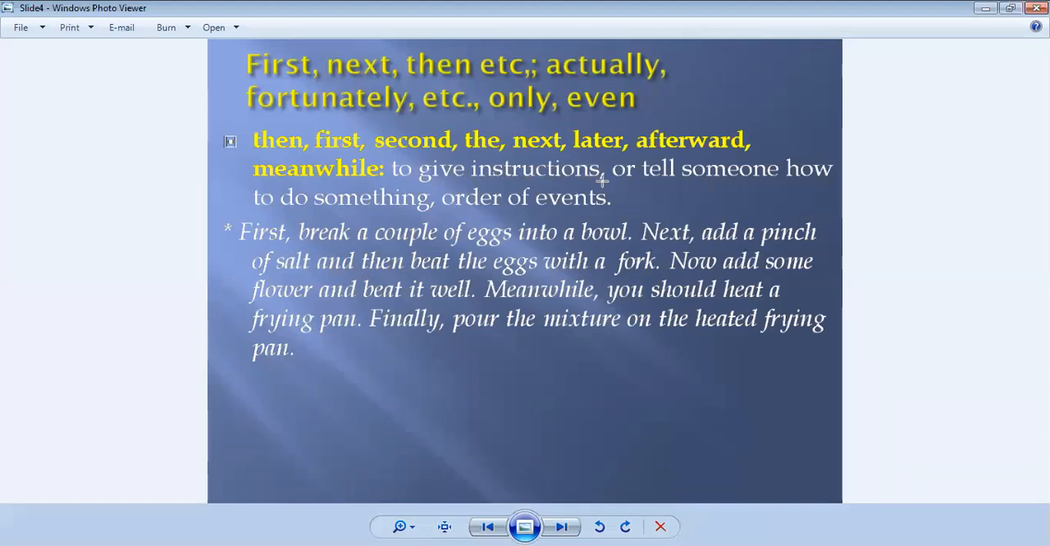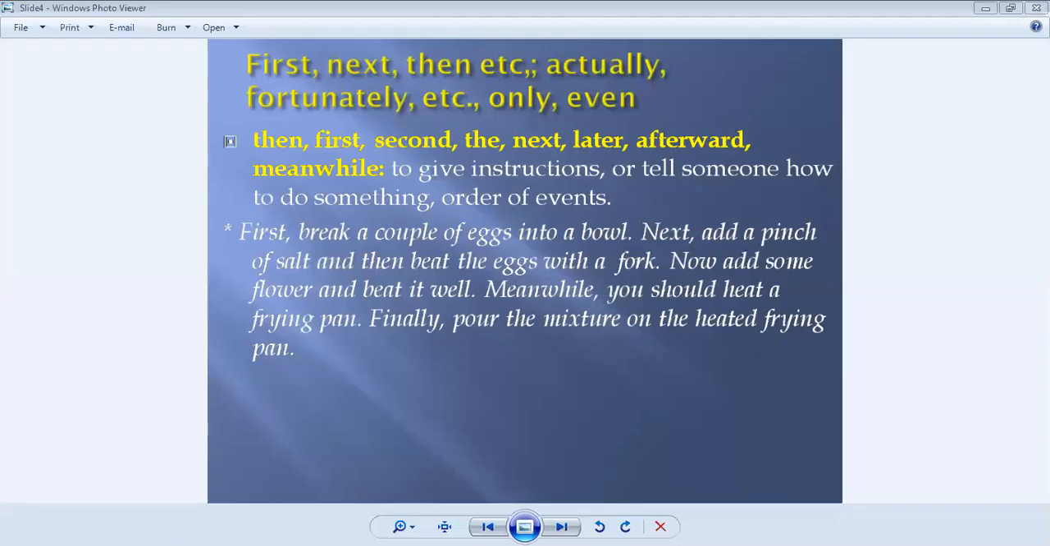Do you remember our writing lesson? In our writing lesson, we wrote some instructions and a recipe. First, you're going to crack your egg in a dish, and then stir. So here, as I said, we use them in instructions. When you give instructions, first do this, second, and then finally you do that. Or tell someone how to do things. Order of events. You see, at this point we use those adverbs.